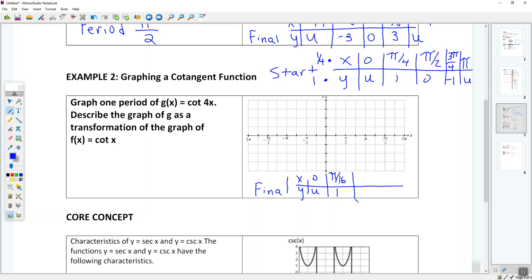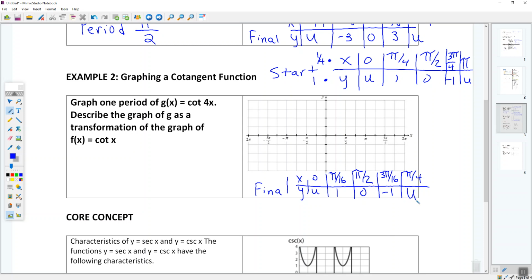Okay. What's 1/4 times pi over 2? Pi over 8. And then the bottom's still going to stay what? 1 times 0 here would still be what? 0. Okay. Next point. I'm done talking. 3 pi over 16, -1. And then my last one, friends. Pi over 4. Pi over 4 and what?